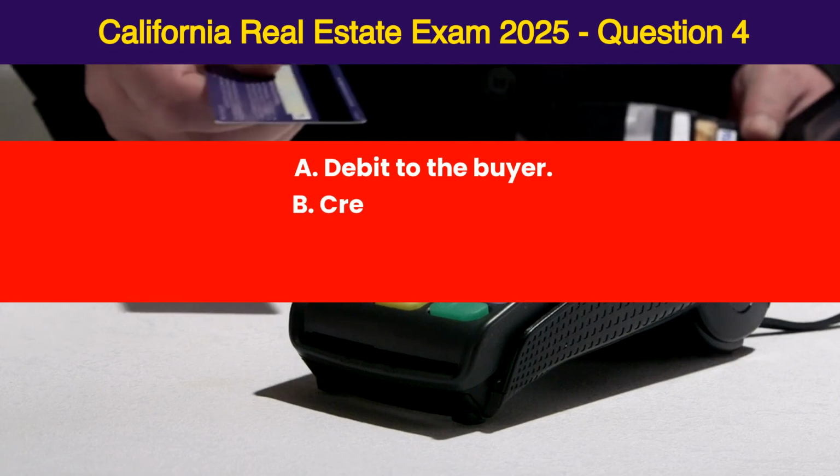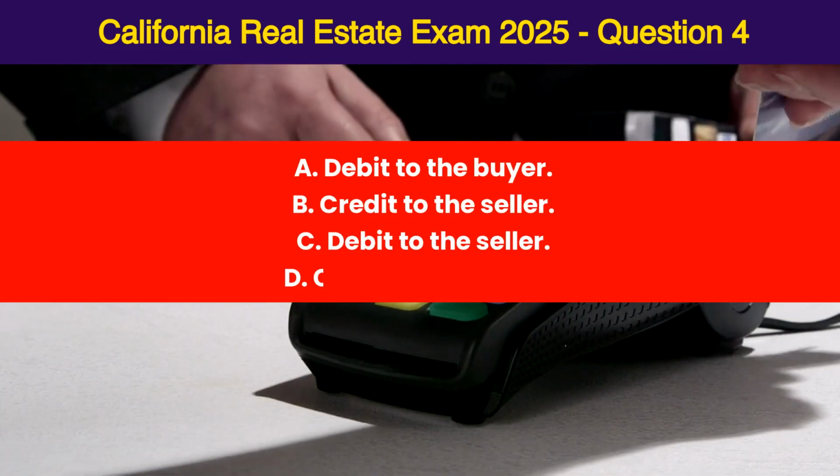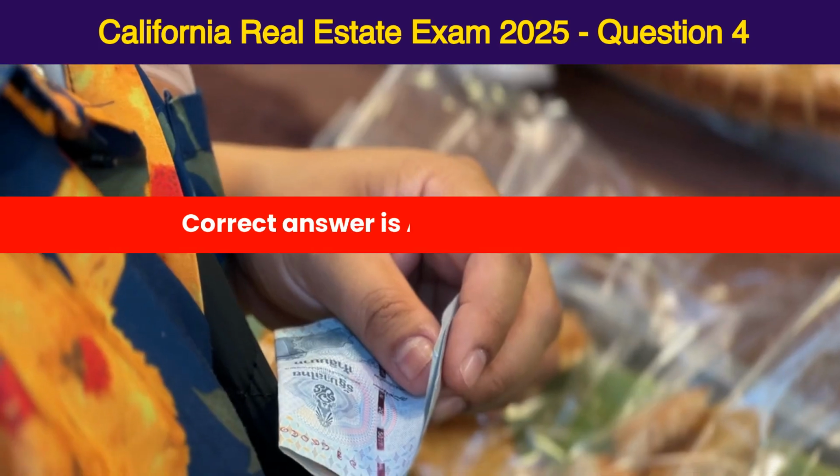Question 4. A property's selling price appears on a buyer's closing statement as A. Debit to the buyer, B. Credit to the seller, C. Debit to the seller, D. Credit for the buyer. Correct answer is A.